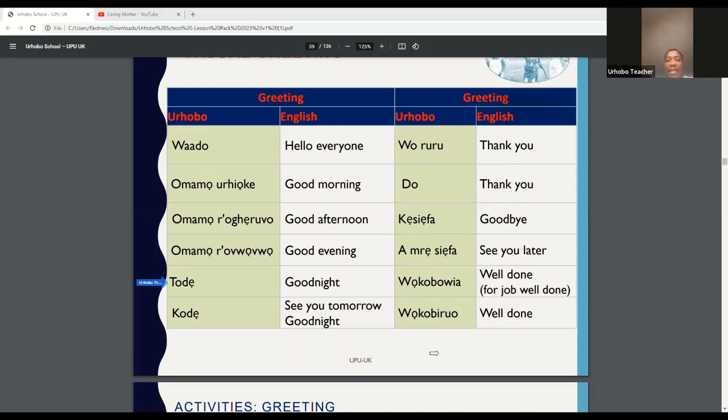In that case, you can just say Wado. But if you are very sure that everybody there is older than you, then you can say Mingo, and that is fine. So you're asking, what is good afternoon? Good afternoon is Omamo heruvo. Omamo heruvo. Fine.